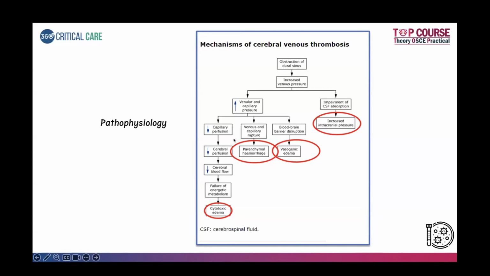And it can also cause decreased capillary perfusion, decreased cerebral perfusion, leading to failure of energy metabolism in the brain, thereby causing cytotoxic edema. So basically, any venous obstruction in the brain can lead to these pathologies, which include vasogenic edema, parenchymal hemorrhage, and cytotoxic edema. All these three things, combined or individually, can lead to increased intracranial pressure.